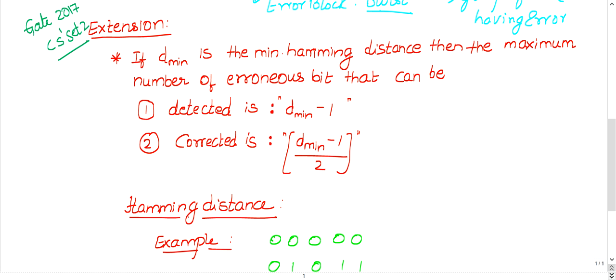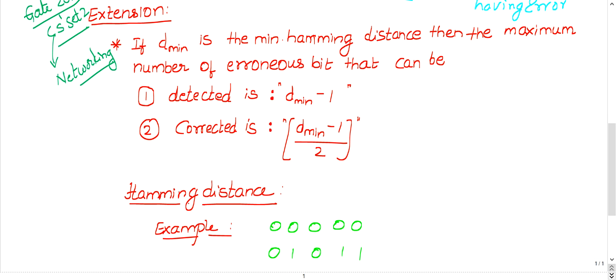Yeah, CS set 2. For CSE, it was there in networking, computer networking. For us, it is there in communication. Both are interlinked when you go to your higher studies. Fine. Now let us see the extension of this.